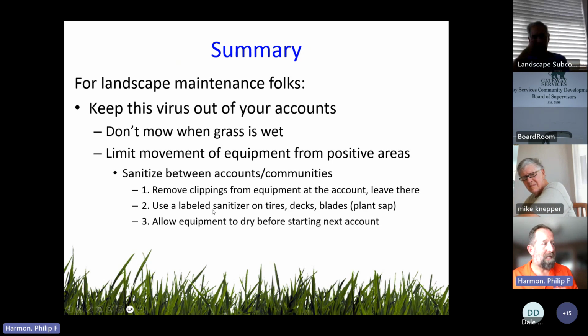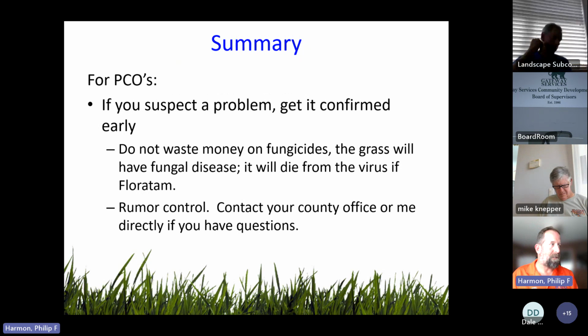Sanitizers are an extra added step. And again, it's important to allow that equipment to dry. And these are things that we can use to try to slow the spread and prevent landscape maintenance folks from being blamed for spreading this. It is spread on mowers within a community. We haven't found, when they follow these steps, that these folks are introducing it into communities.